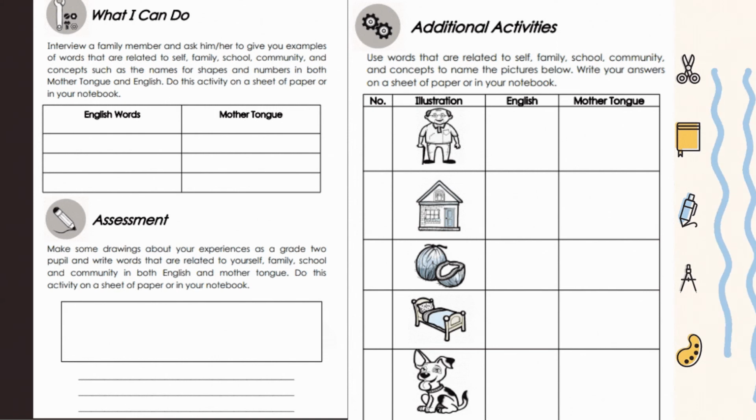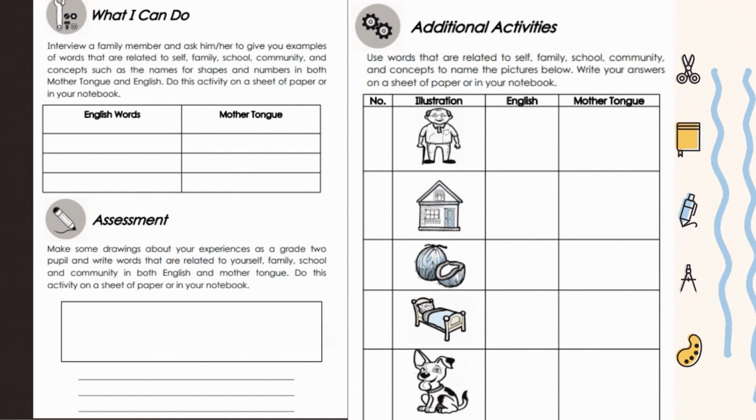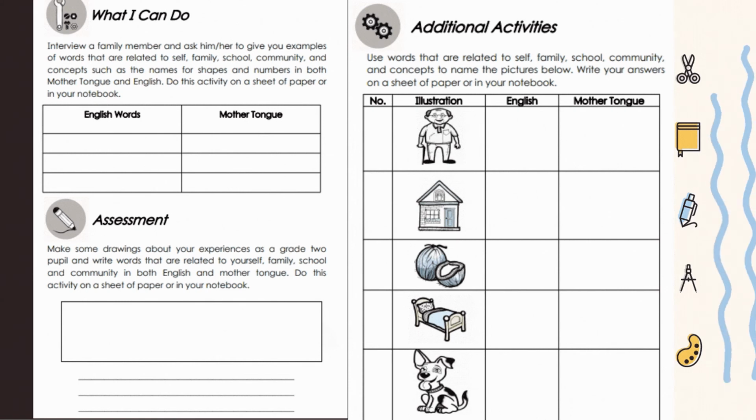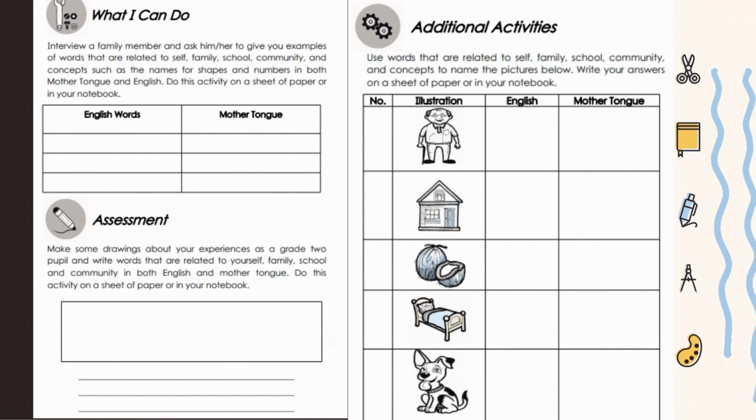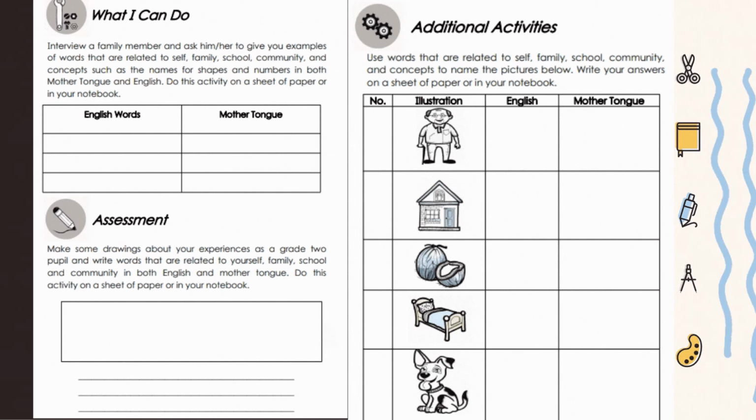You're going to interview or ask your family member to give you examples of English words that are related to self, to family, to school, to community, and concepts. And then you're going to translate those words they have given into mother tongue or in Filipino. For the assessment, make some drawings about your experiences as a grade 2 pupil and write words that are related to yourself, family, school, and community in both English and mother tongue. Do this activity on a sheet of paper or in your notebook.